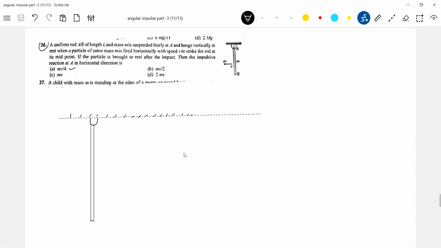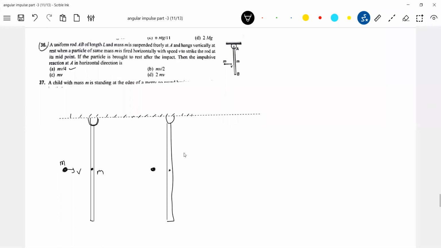And the particle is exactly at the midpoint. Sir, then what is the remedy for this? Remedy in the sense, the more general idea, the more general information, if you know. After collision, the particle is brought to rest. I think this much is what we have.